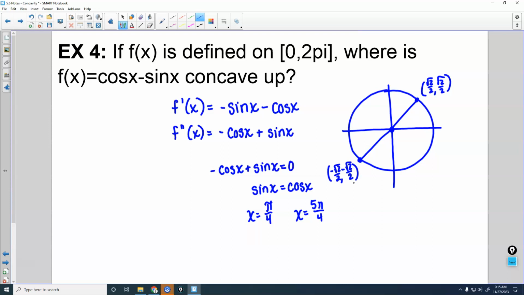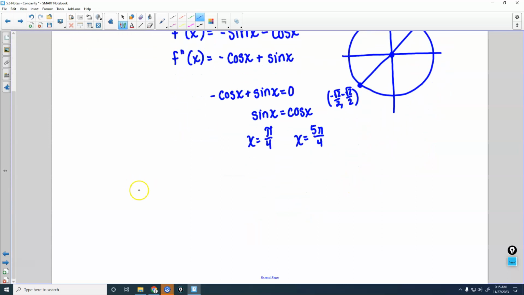Now, if it didn't restrict us to 0 to 2 pi, we would have to do the plus 2 pi k, it would repeat over and over again here. Usually they restrict it, so you don't have to do that. So now we have to put this on a sign line, and we got pi over 4 and 5 pi over 4, and we are testing that second derivative, so I'm going to label this f double prime of x.